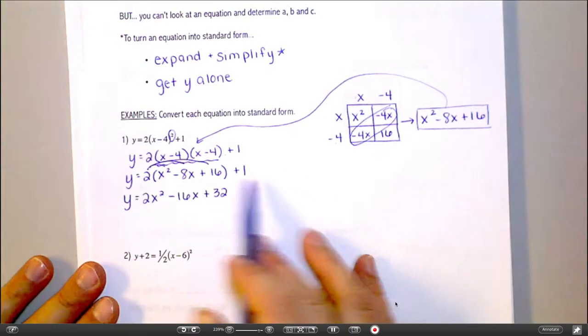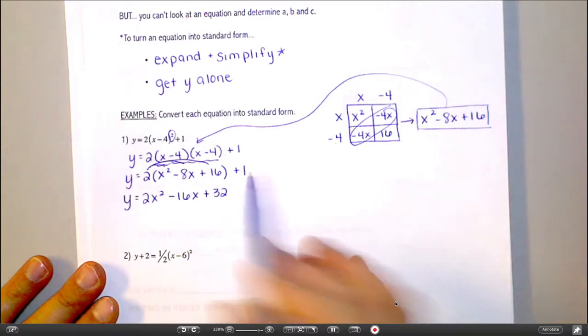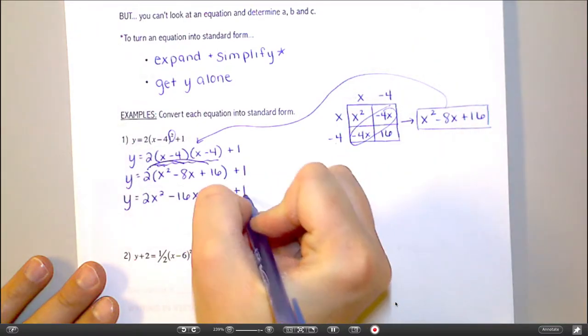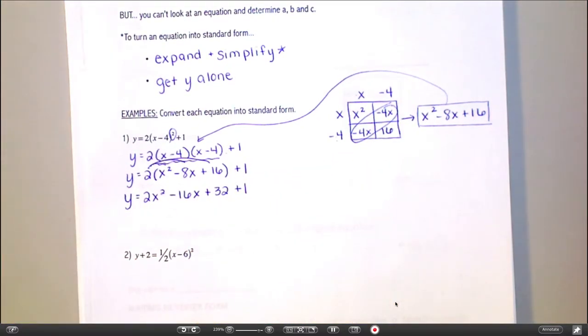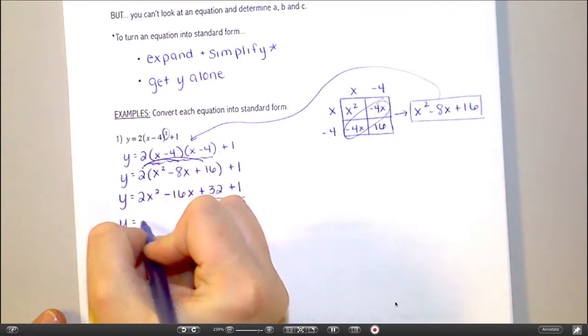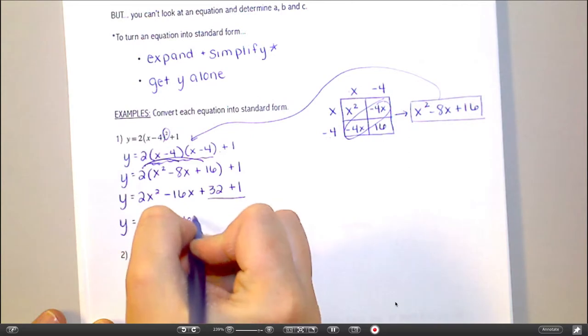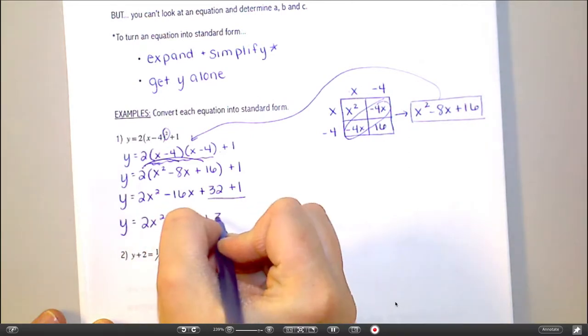Does the 2 get distributed to this 1? No, because it's not inside the parentheses. So now I just have a plus 1 hanging on out here. And then what else can I do? One more little thing. Just combine the 32 and the 1. So my final answer would be y equals 2x squared minus 16x plus 33.